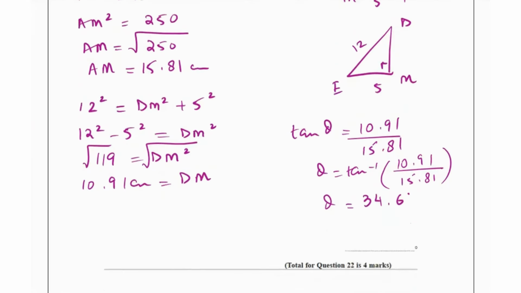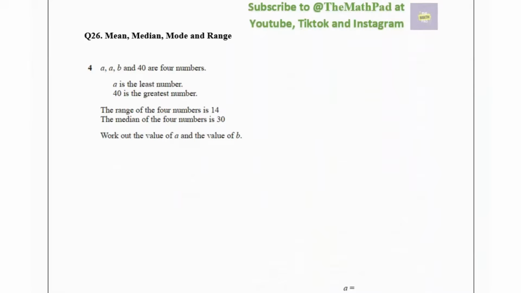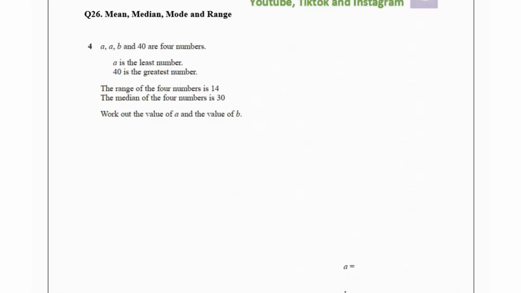Then mean, median, mode, and range. So this didn't come in the June 2025 paper, so it's best that you give this a look. It's not even that hard, so this isn't a topic you should be concerned about that much. So we have A, B, and 40 as four numbers. A is the least number and 40 is the greatest number. The range of the four numbers is 14. Median of the four numbers is 30. We have to work out the value of A and B.